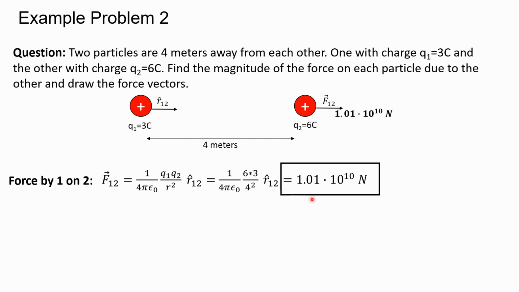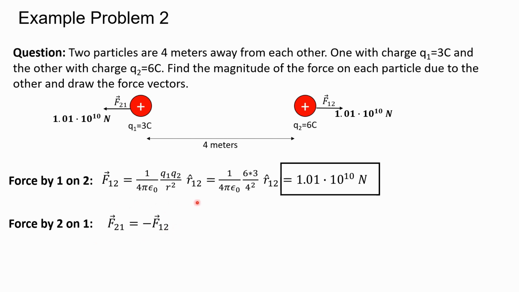If we plug in the numbers, we get a value of 1.01 times 10 to the 10 newtons. We know that everything here is positive, so F12 is going to be pointing in the same direction as R12, so we can draw F12 right on Q2. We can then repeat the same process, looking at the force by Q2 onto Q1.